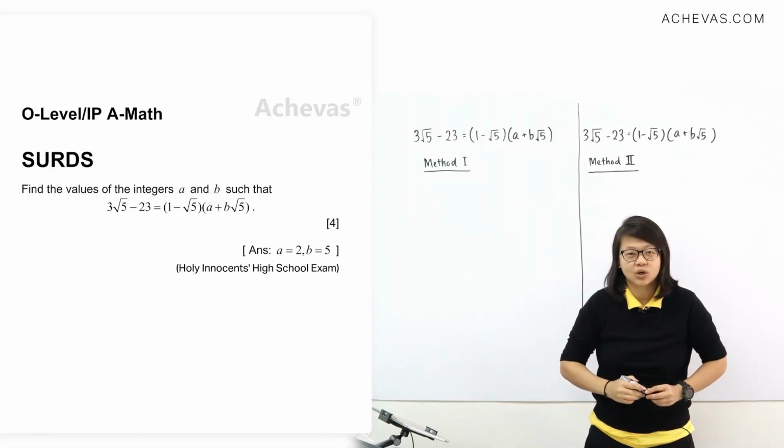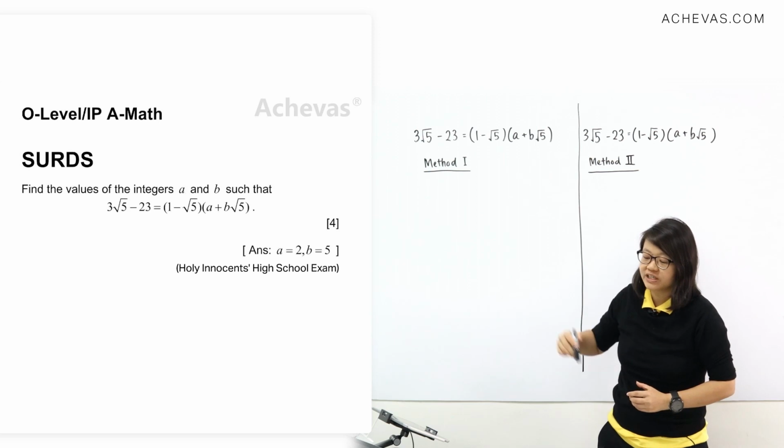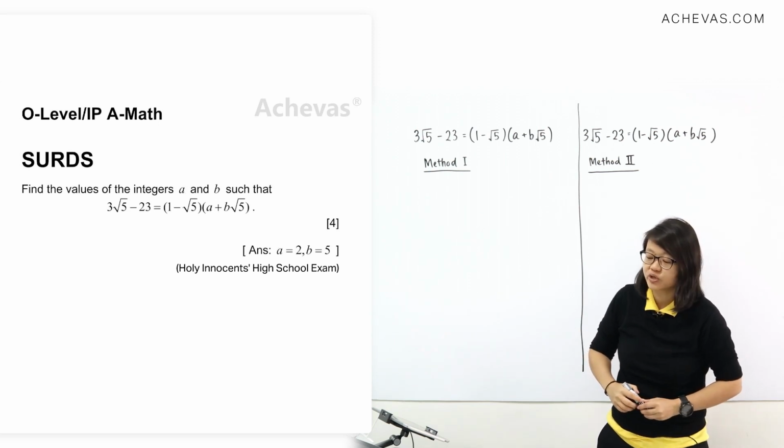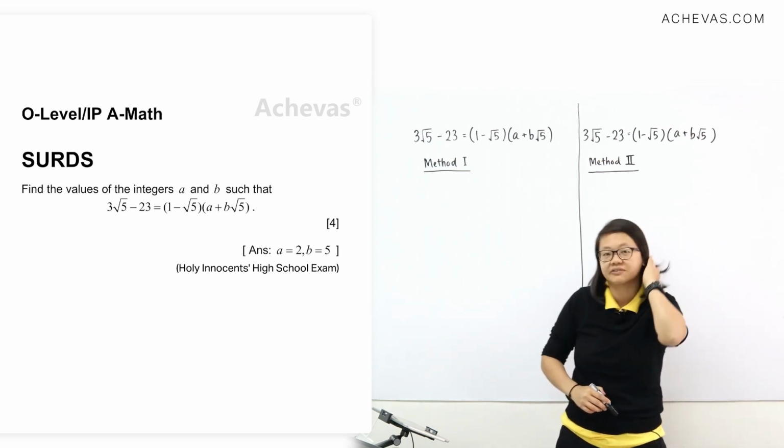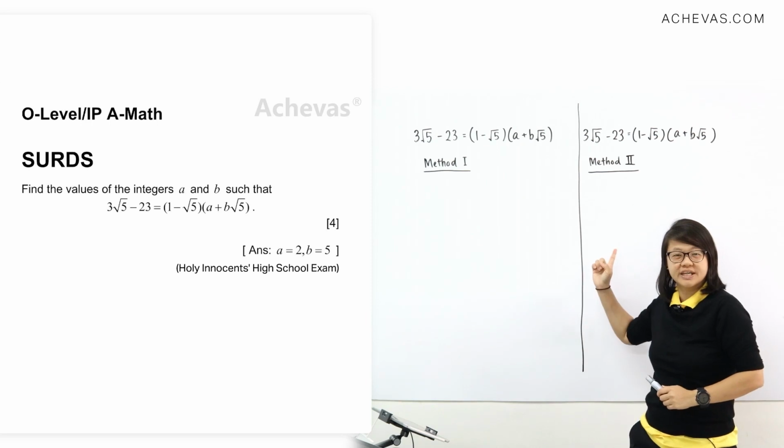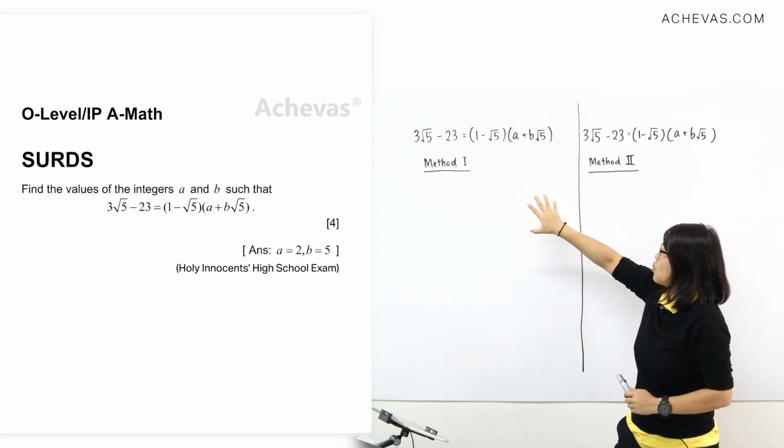Let's take a look at a question on the topic of surds. Find the values of the integers a and b such that (3√5 − 23) = (1 − √5)(a + b√5). I'm going to show you two methods over here. So let's take a look at method number 1.